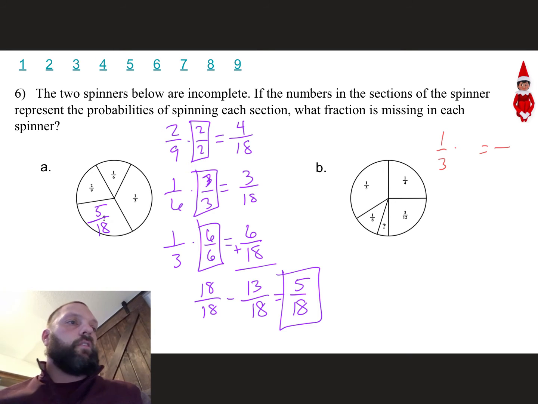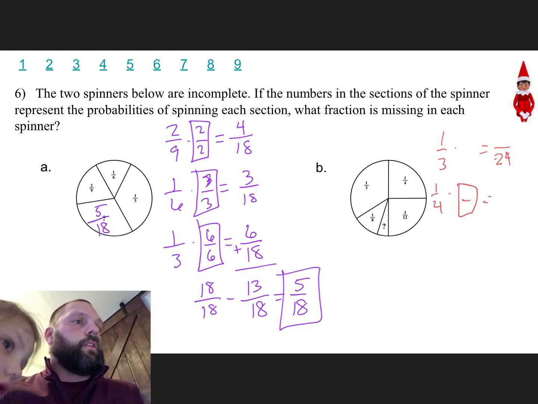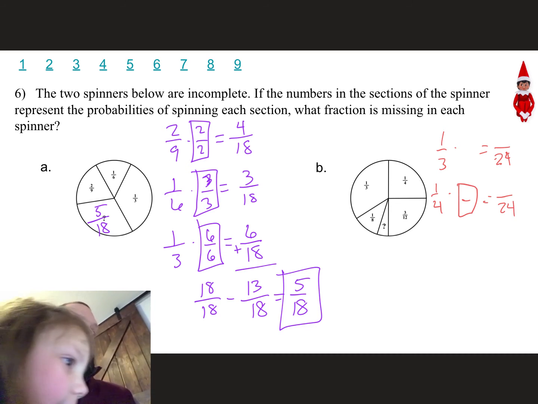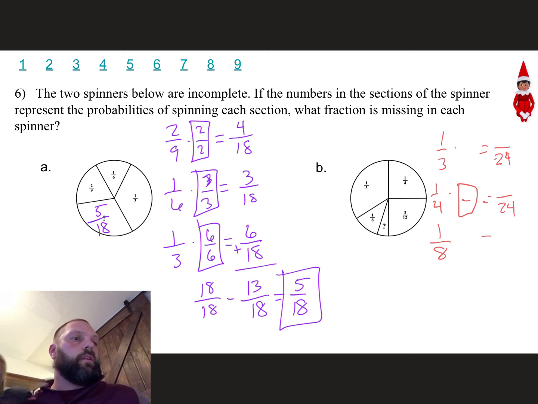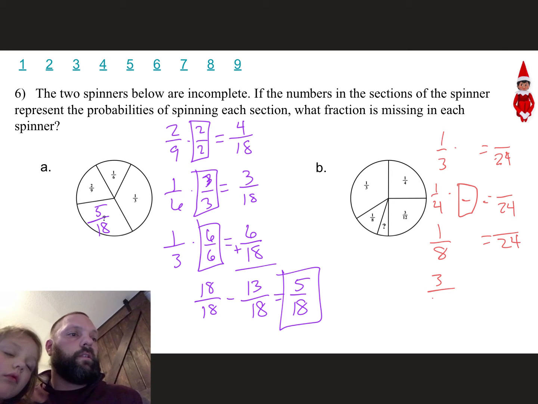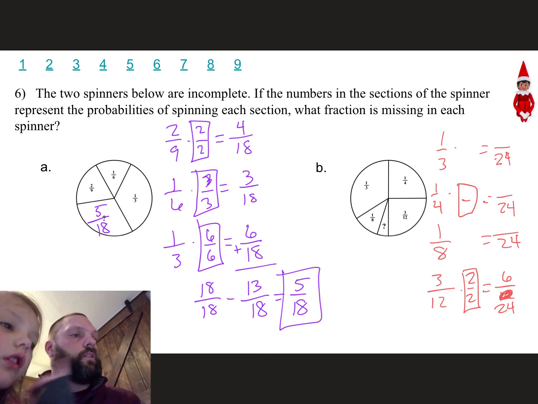My common denominator is going to be 24. Okay? So I have 1/4 times whatever is going to take me to 24. And then 1/8 is going to be 24. And 3/12 is also going to take me to 24. So I'm going to multiply 12 times, oops, I wrote down this 12. That needs to be 24. So times 2, 3 times 2 is 6.